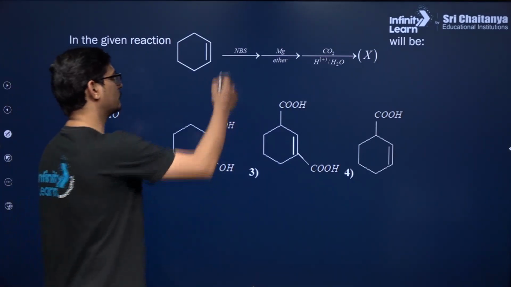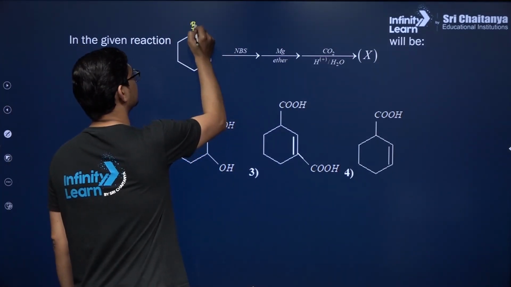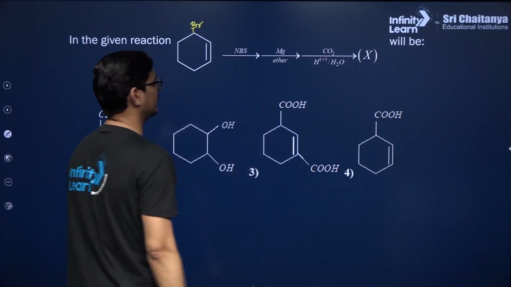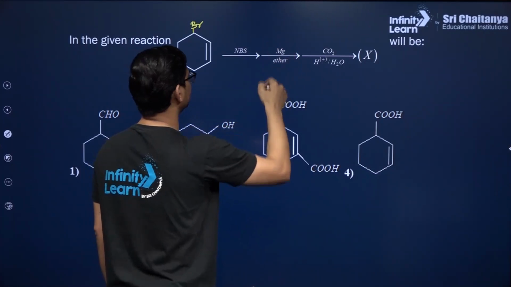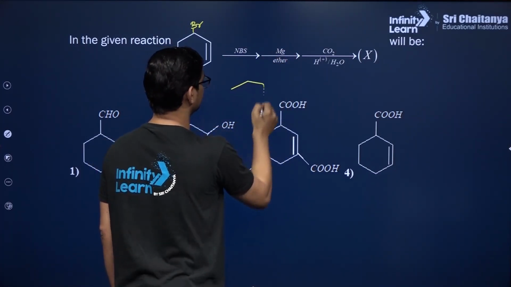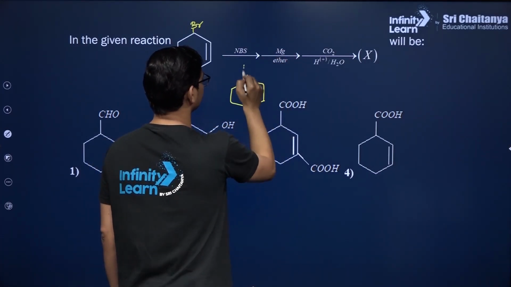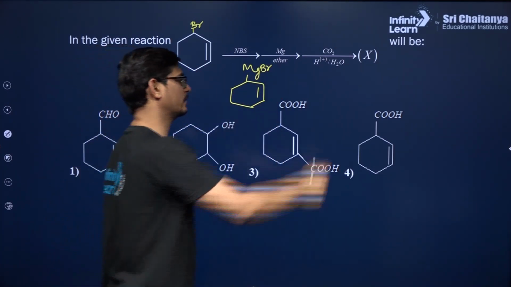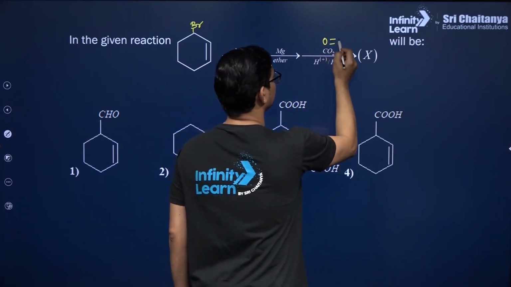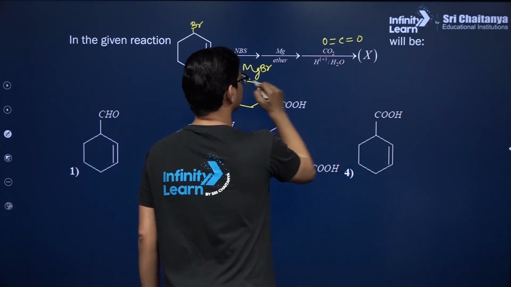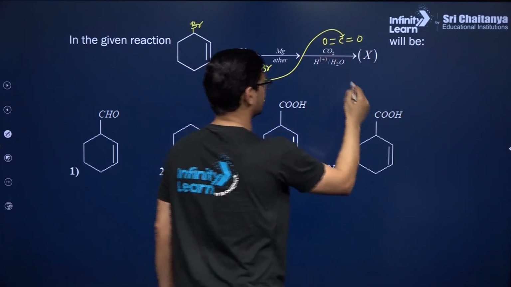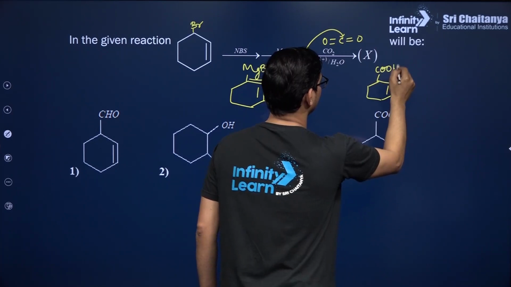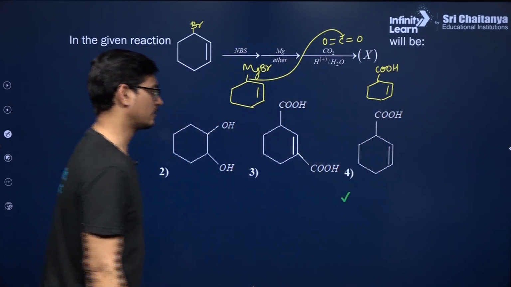In this reaction, N-bromosuccinimide, it is allylic bromination, right? So after the first reaction, Br adds on the allylic position. When you react it with Mg in ether, it becomes a Grignard reagent, that is MgBr, and when this Grignard reagent reacts with carbon dioxide, which is an electrophile, it attacks here and is converted to a carboxylic group. So this is COOH. So the correct answer is option 4.